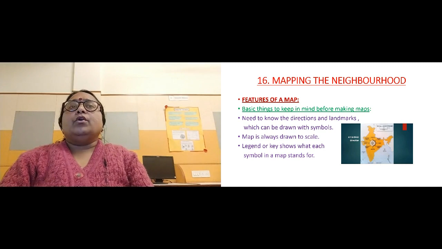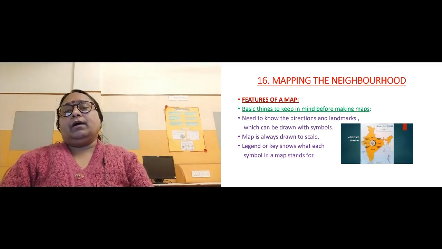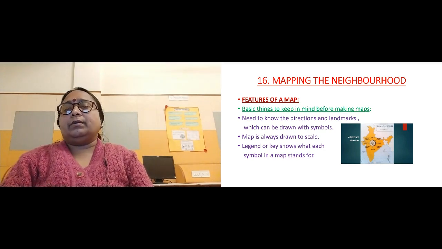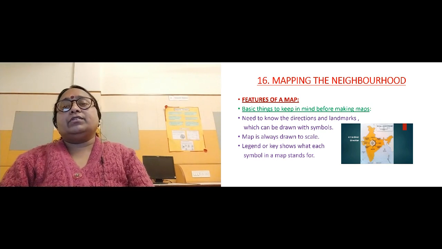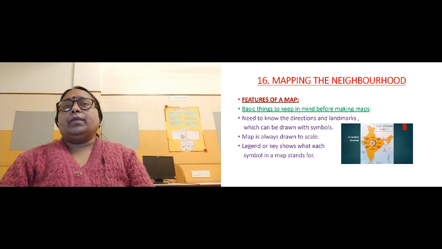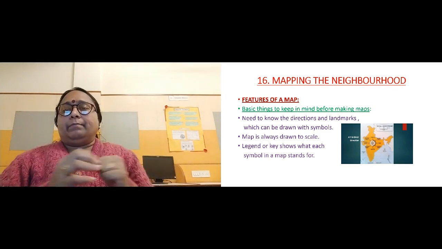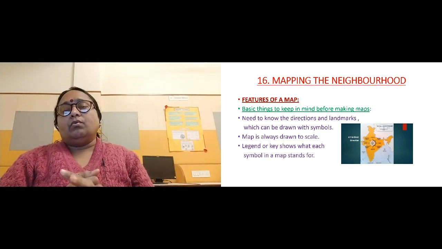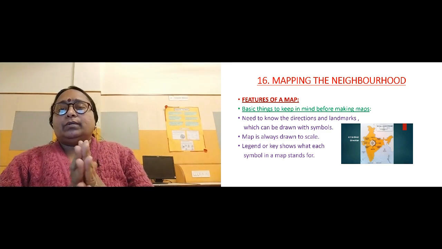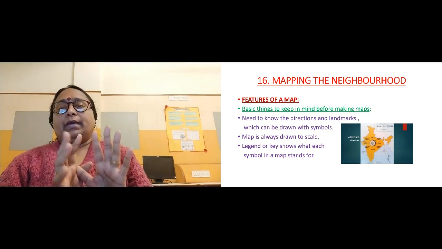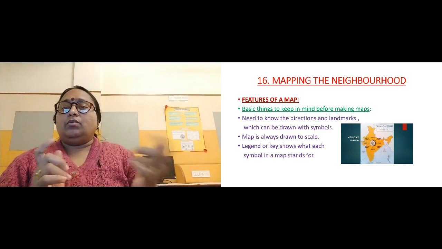Okay, so we are seeing about the features of a map. Last class I was talking about the map. Now we'll be seeing the features of the map. So the basic things you need to keep in mind before you make a map are direction, one, and the landmarks. So direction, when you take, you know the four main directions: north, south, east and west.